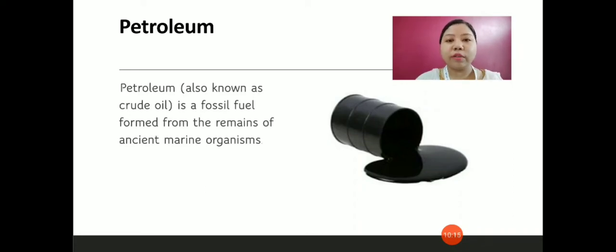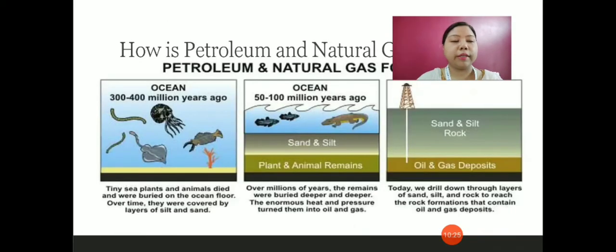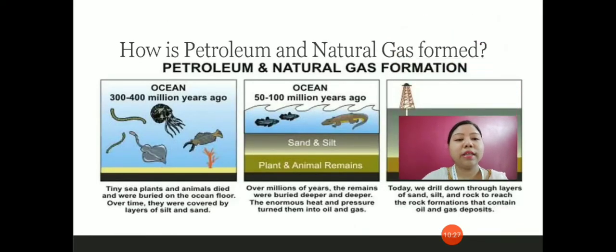So petroleum is also an exhaustible natural resource, and it is also known as crude oil, and it is formed from the remains of ancient marine organisms. Now let's see how it is formed. Around 300 to 400 million years ago in the ocean, many tiny sea plants and animals died and were buried on the ocean floor. Over time, they were covered by layers of silt and sand.